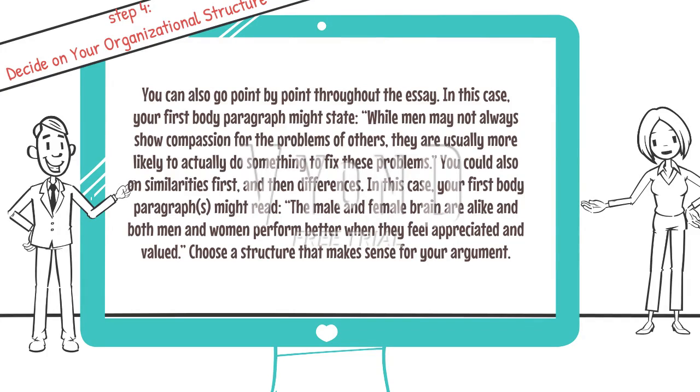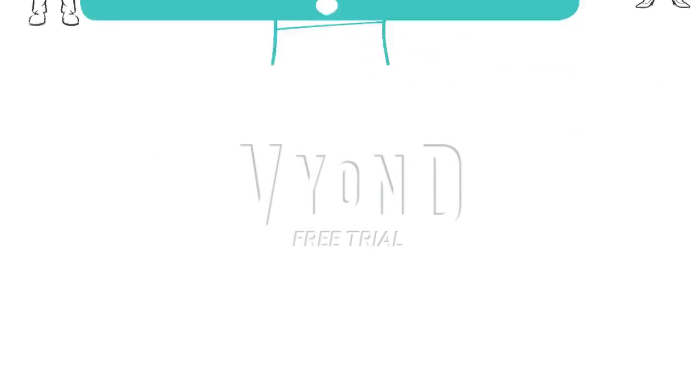You can also go point by point throughout the essay. In this case, your first body paragraph might say, while men may not always show compassion for the problems of others, they are usually more likely to actually do something to fix these problems. You could also focus on similarities first and then differences. In this case, your first body paragraph might read, the male and female brain are alike and both men and women perform better when they feel appreciated and valued. Choose a structure that makes sense for your argument.